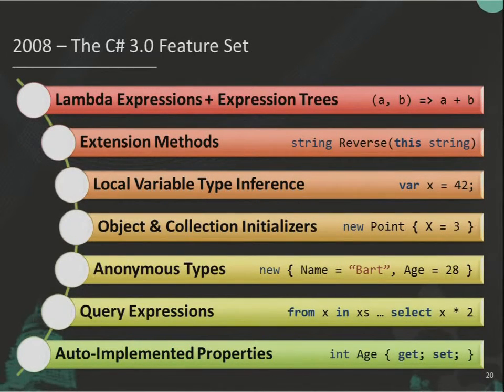So we have lambda expressions and expression trees, which is this little syntax with an arrow where you can define a little function that says, given an A and a B, I return A plus B. So that's a very concise way to actually declare a little function.